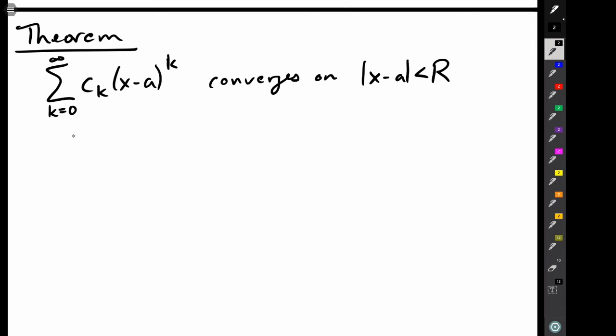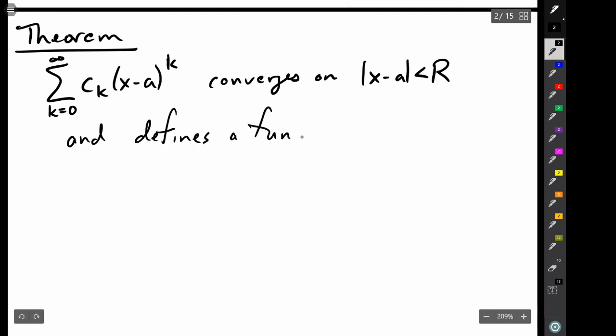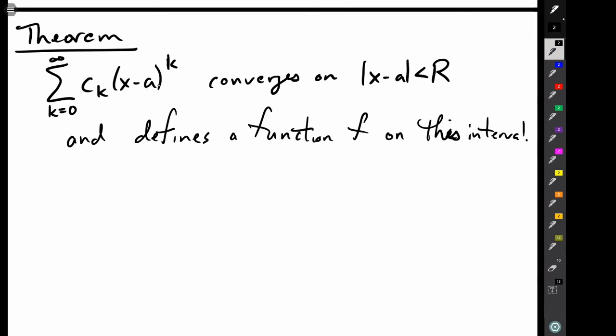Then, actually, I want to say this defines a function f on this interval. So what we're saying is, this series converges on this interval here, and so we're going to call this series f of x.